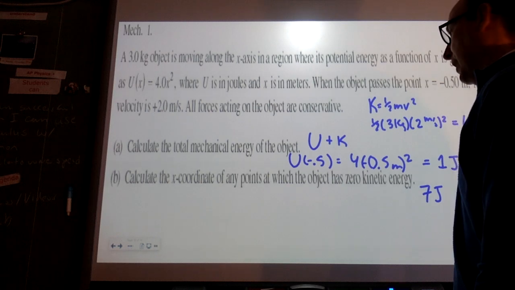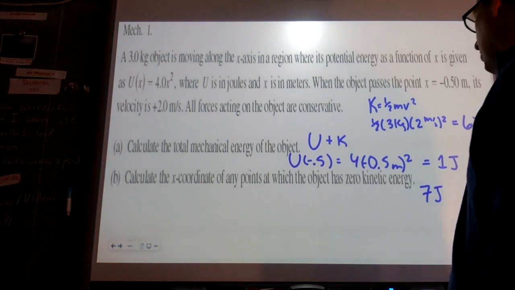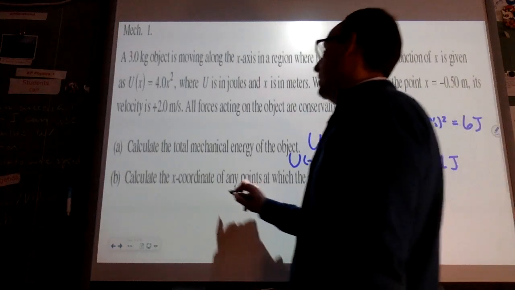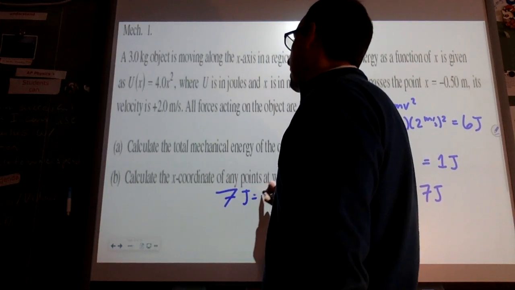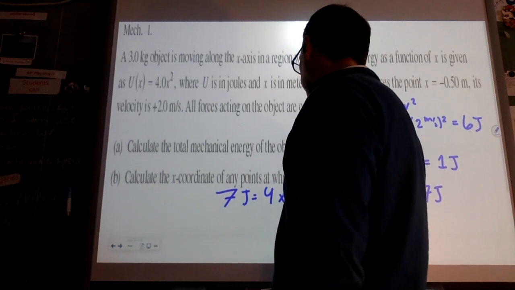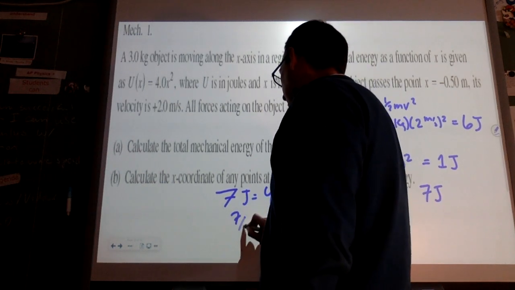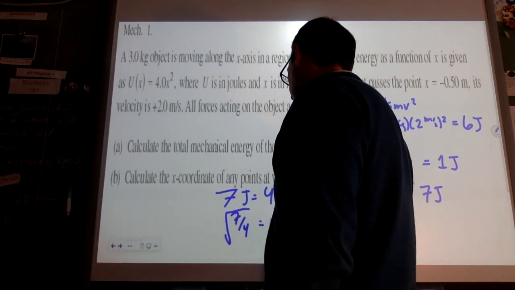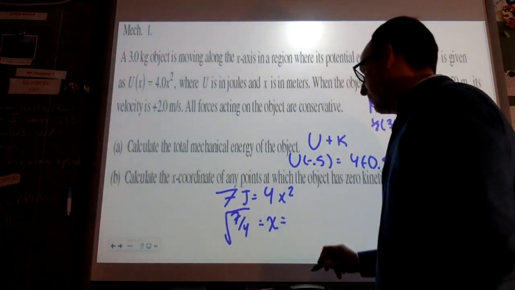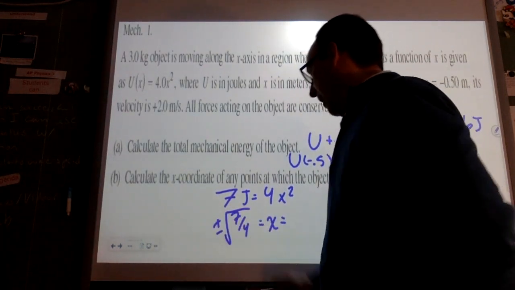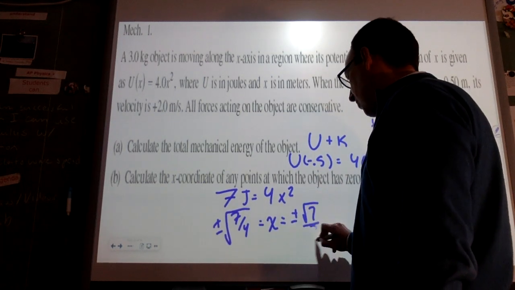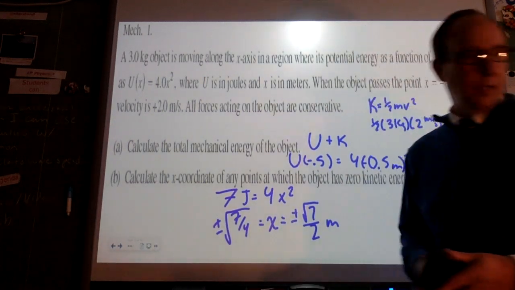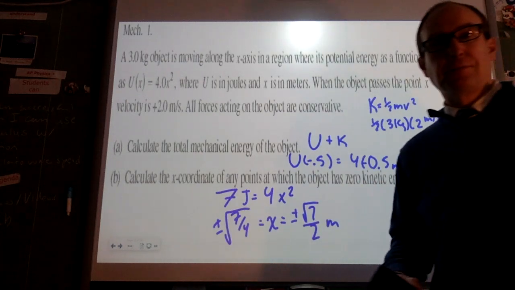I want to calculate the x-coordinate where the object would have 0 kinetic energy. So that would mean that all of my 7 joules would have to be equal to 4x squared. So I would have 7 over 4 square rooted would be the location. And that would be plus or minus. So I have plus or minus radical 7 over 2 meters would be our answer for that one.